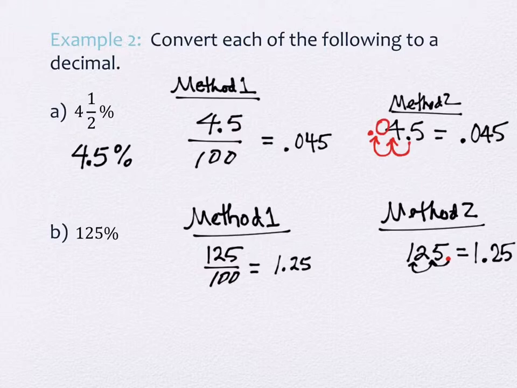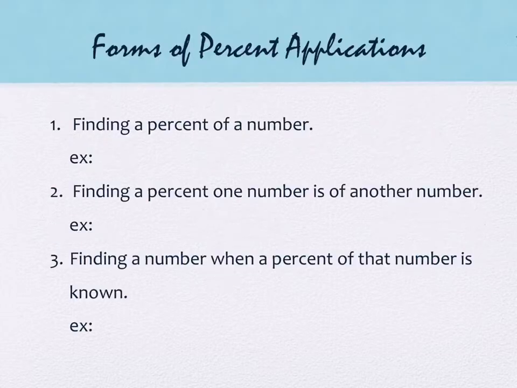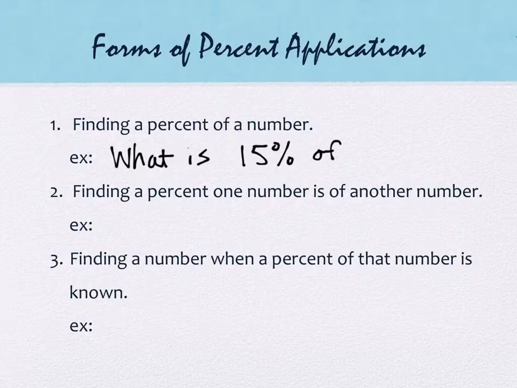Okay, I'd like for you to see 3 different forms a percent application can take on. So application is another word for word problems, right? So when we're dealing with word problems, there are 3 ways that we can see applications come about. One of them is finding a percent of a number. So we're not doing these problems. I'm just sort of describing to you how they would be asked. So if we were finding a percent of a number, the question would look like this. What is 15% of 32?